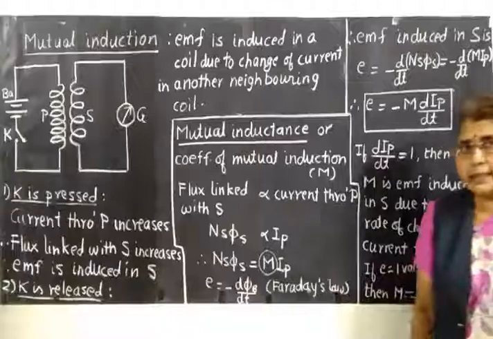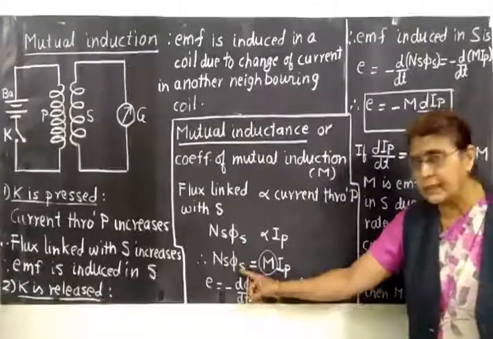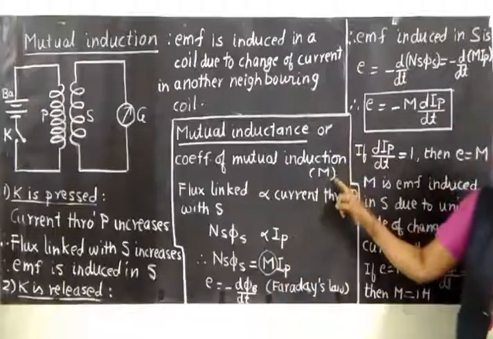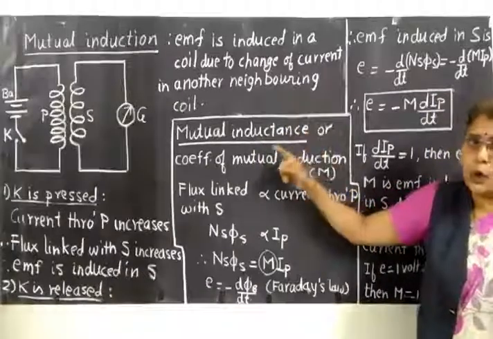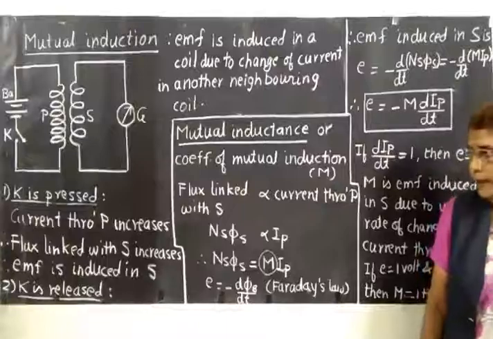So let us put a constant in this equation. We call it capital M. So ns phi s is equal to M into IP. What is M? M is a constant, and it is called mutual inductance, or it is also called the coefficient of mutual induction between the two coils.